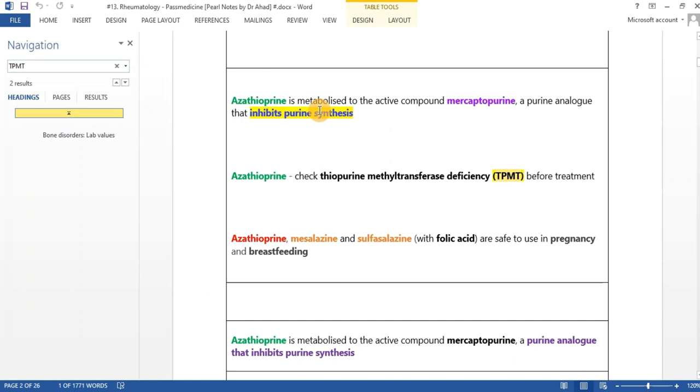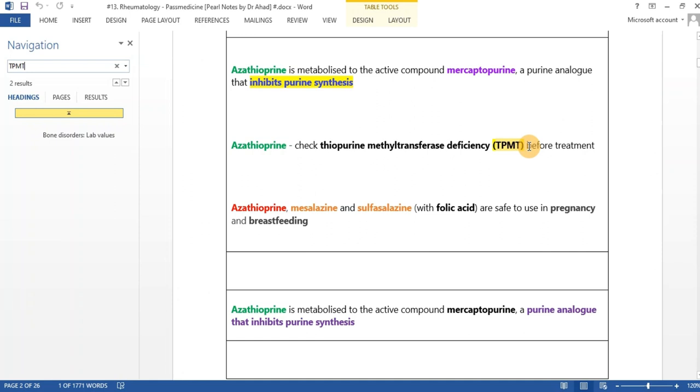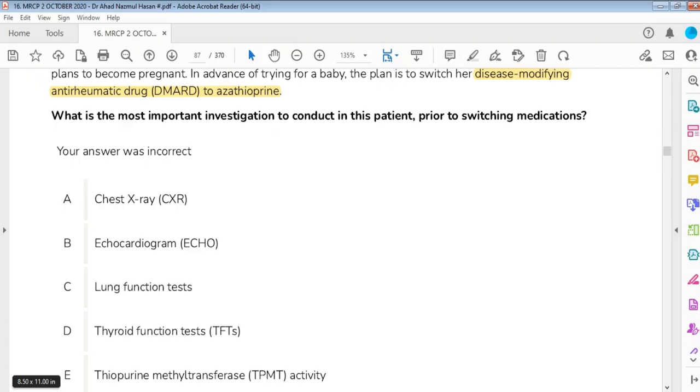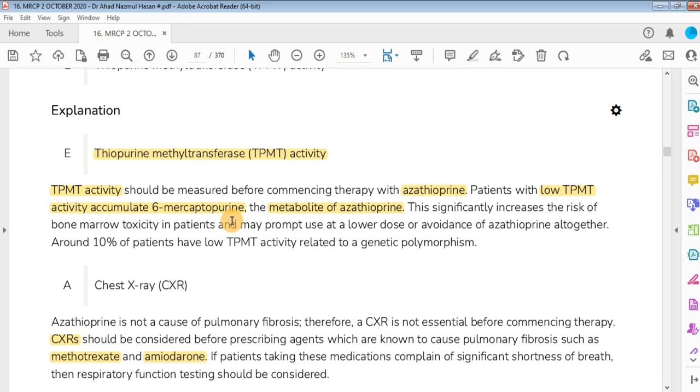Azathioprine is metabolized to the active compound mercaptopurine, a purine analog that inhibits purine synthesis. So in case of azathioprine, check the TPMT, thiopurine methyltransferase deficiency before treatment. So we should go with the TPMT activity. TPMT activity should be measured before commencing therapy with azathioprine.